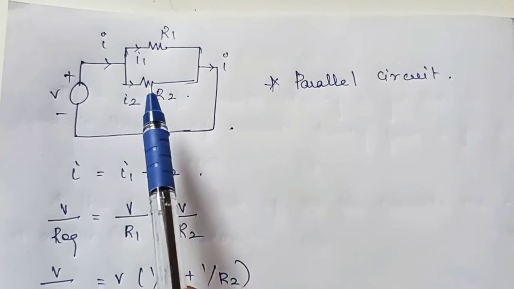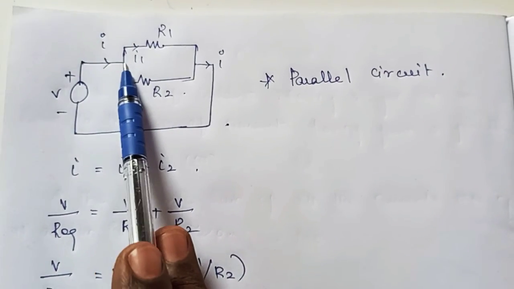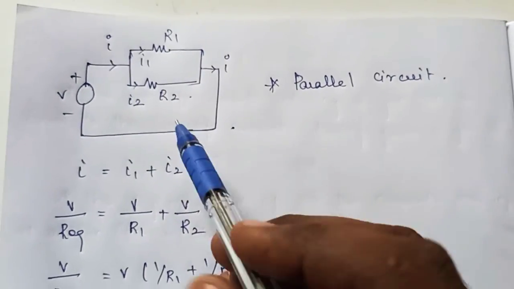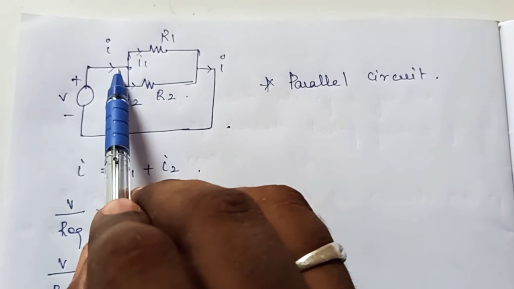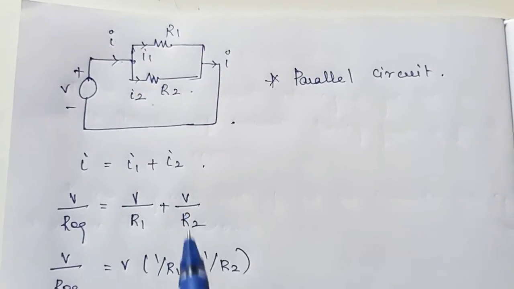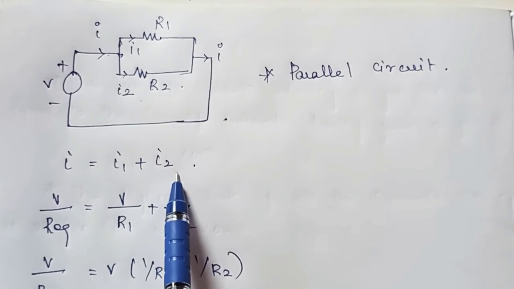By using Kirchhoff's current law, the entering current at a node is equal to the sum of the currents leaving the node. Here, this is the node. The current I is entering the node and I1, I2 currents are leaving the node. By using this law, we may write I is equal to I1 plus I2.